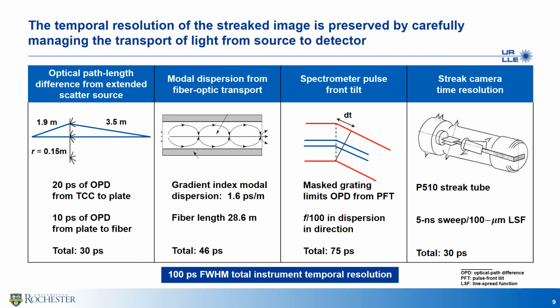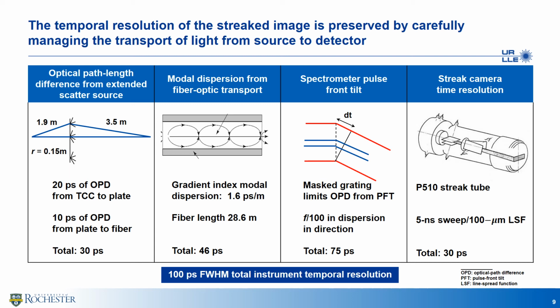Here's a quick slide summarizing some of the factors that influence the temporal resolution of the TBD. There are a couple of things at play aside from the temporal resolution of the streak camera itself. First, there's an optical path length difference accumulated on the way from TCC to the fiber optic pickoff. Rays that hit the edge of the diffuser take about 30 picoseconds longer to reach the fiber than ones that hit the center of the diffuser.